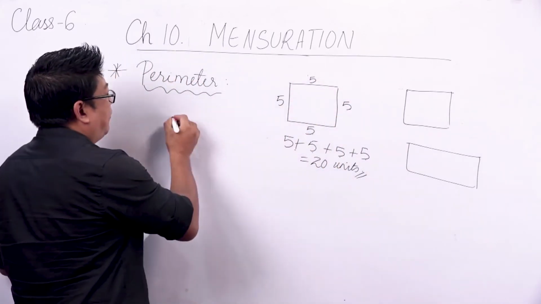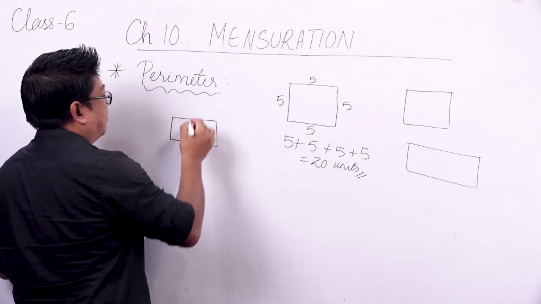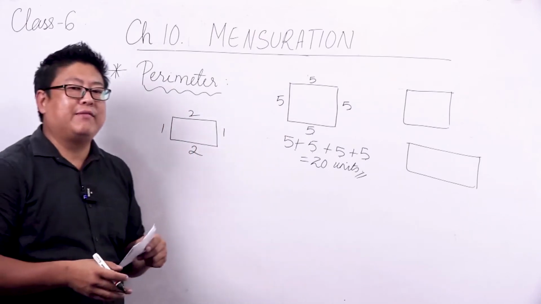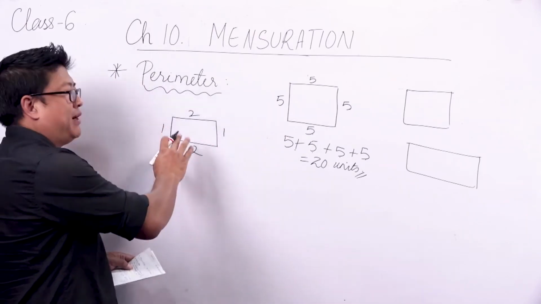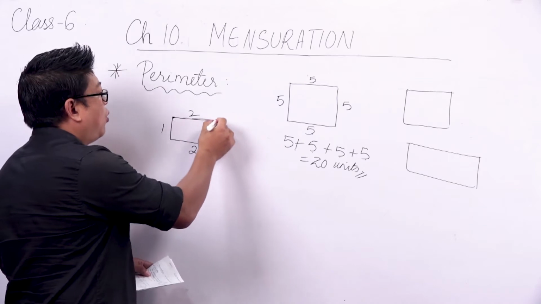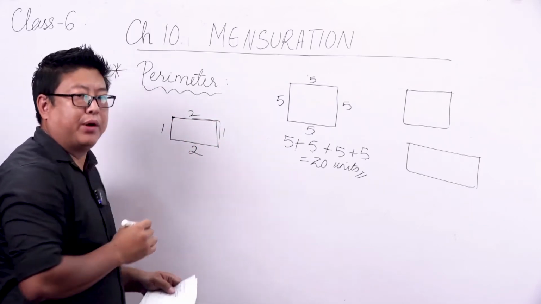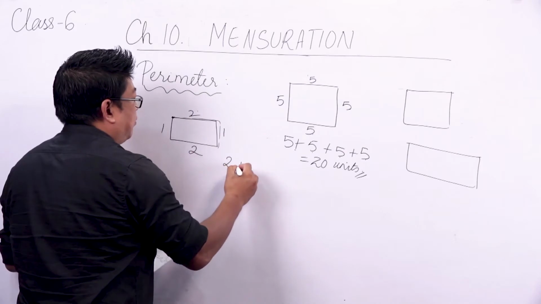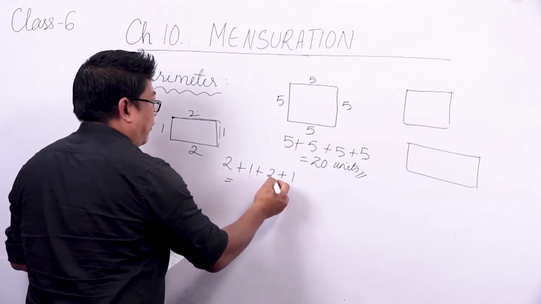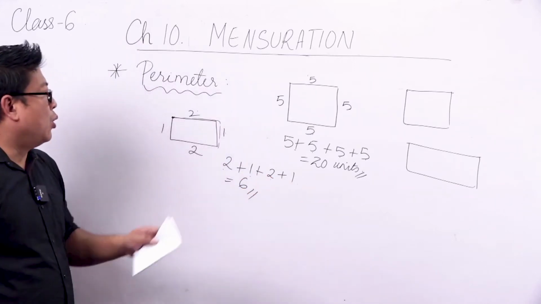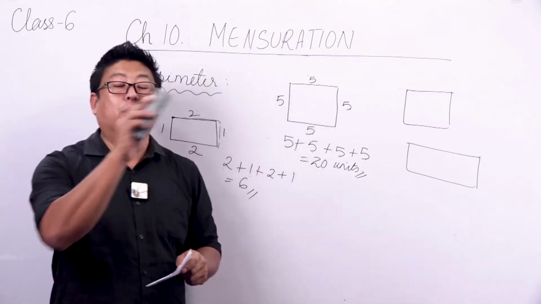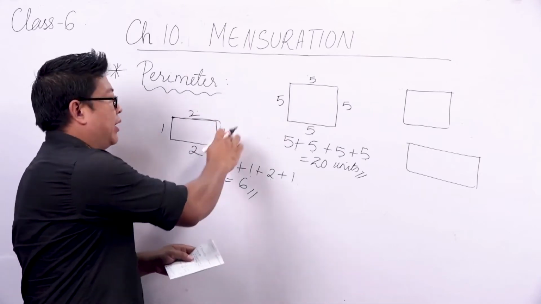Now if I have again a rectangle, for example, let's say I have 2 here, 1, 2, 1. If I ask you to find the perimeter for this rectangle, you simply have to find the total distance. Total distance means from here you go all the way around and come back to the same point. That means this 2 plus this 1 plus this 2 plus 1. So 2, 3, 4, 5, 6. So perimeter is simply finding the total distance of the boundary.